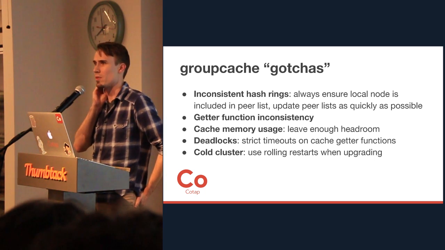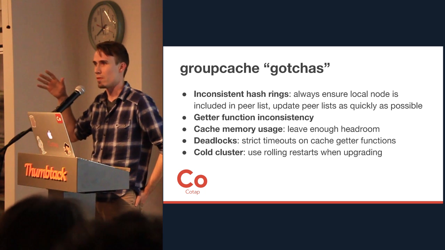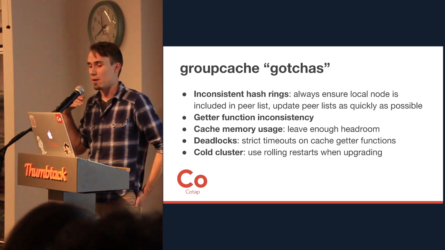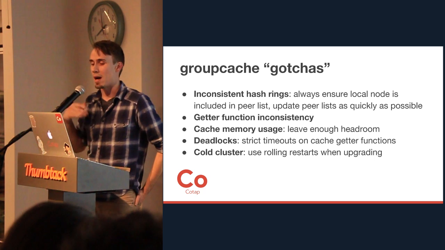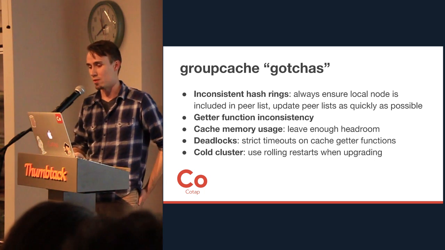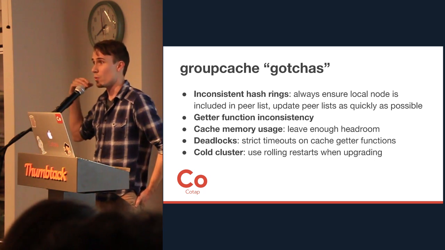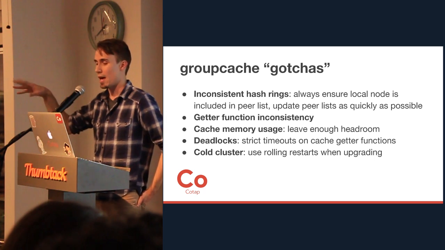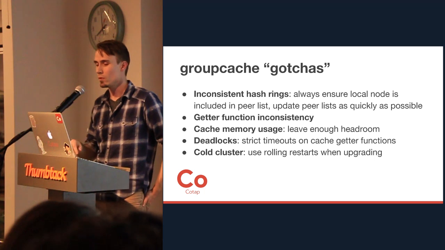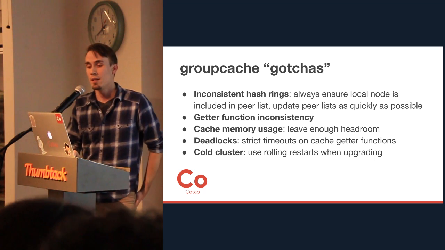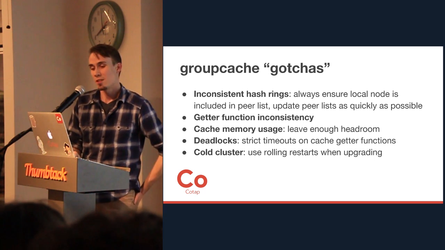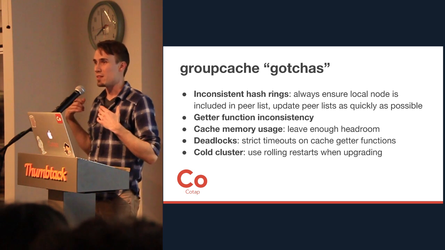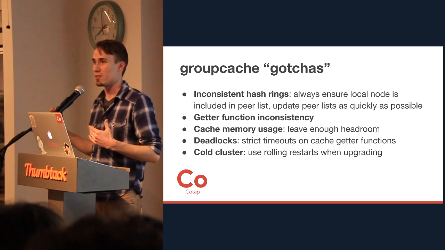One idea would be to use something like Consul or Serf, if anybody's familiar with the HashiCorp Consul. That way you can get very, very quick feedback of nodes that are going down and update those peer lists. You can do that without reloading the program. You just set peer lists on the group, and it'll immediately update the hash ring. Finally is a getter function inconsistency. So when you fill one of those cache misses, you have to make sure that it doesn't matter which node that function is called on.